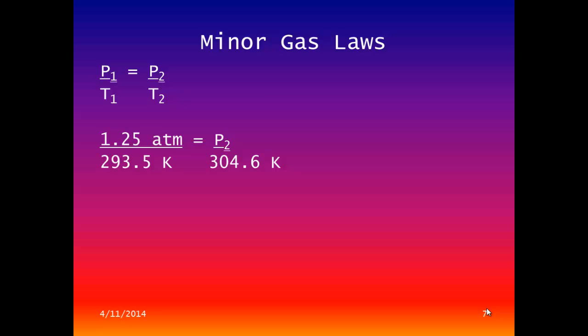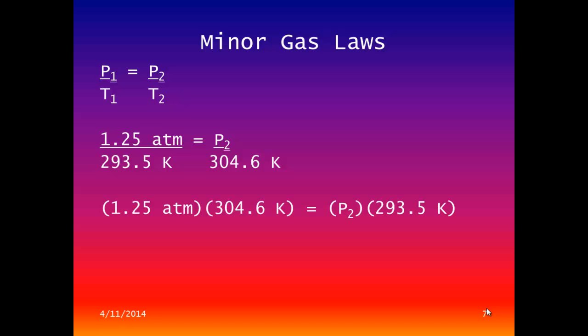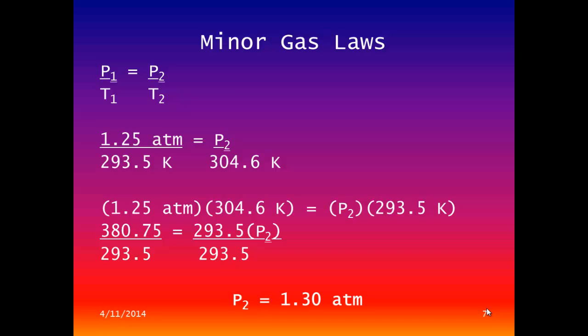And from here, it's just algebra. Cross multiply and divide. So you multiply 1.25 and 304.6. P2, 293.5. Simplify on the left. Divide both sides by 293.5. How many sig figs should we keep? 3. Go back to the numbers in the question. Remember, that's not exactly the perfectly correct way to do things, but that's what we're going to do to keep things a little bit simpler. We should keep 3. You should get 1.30 atmospheres.